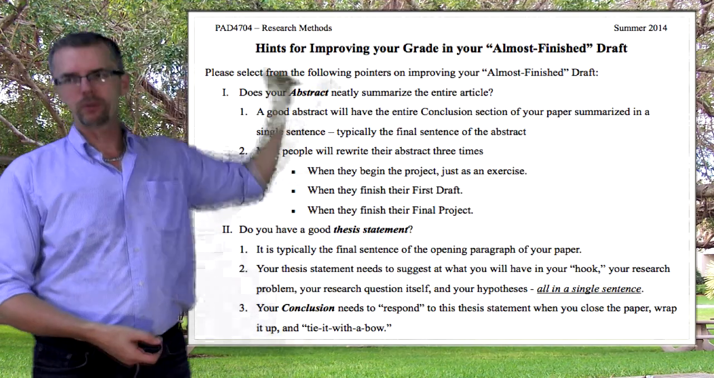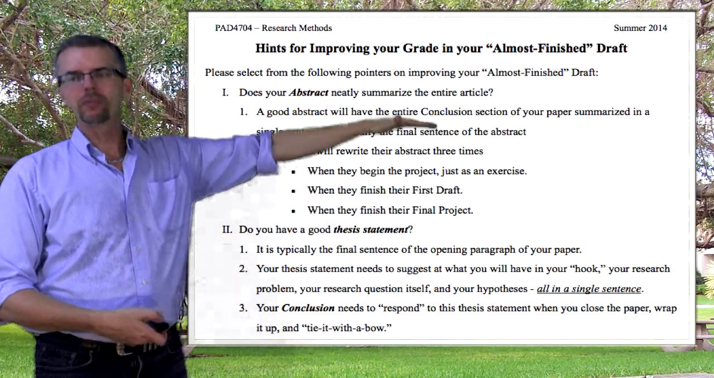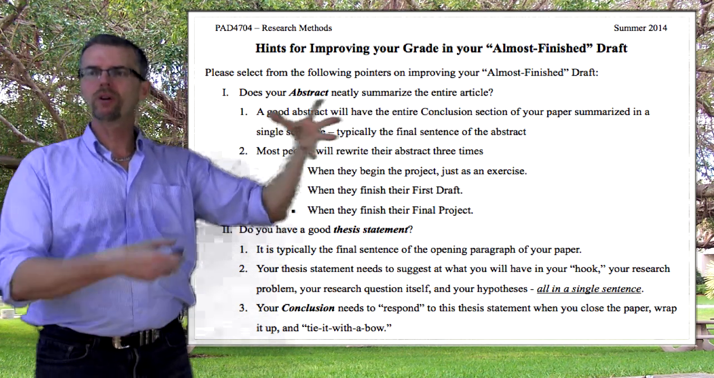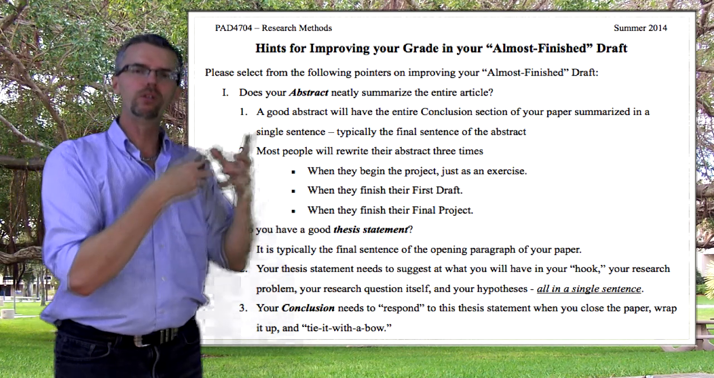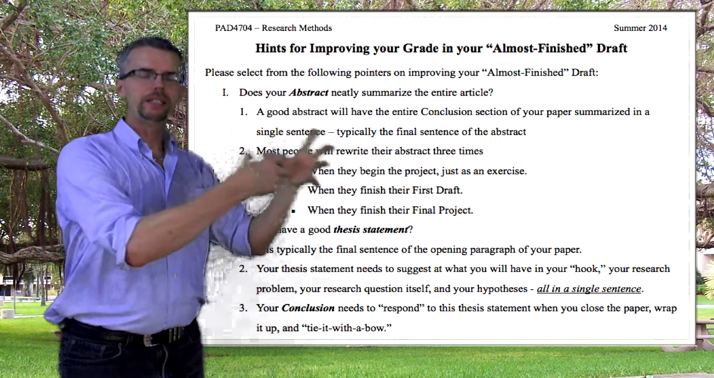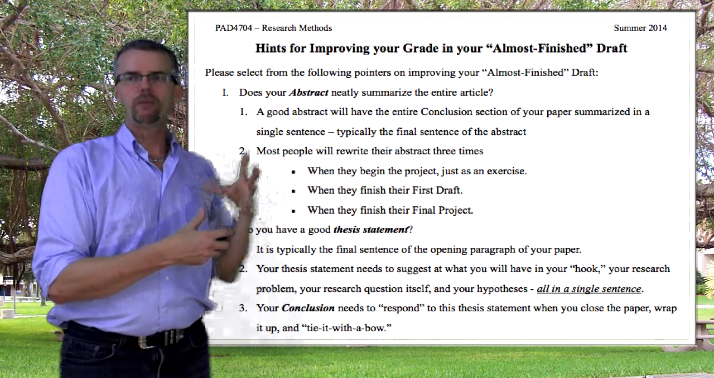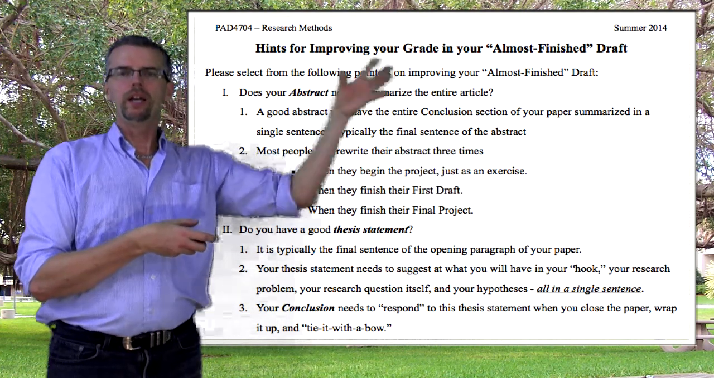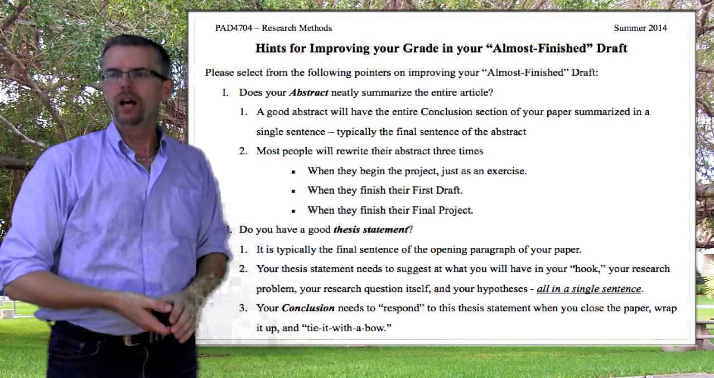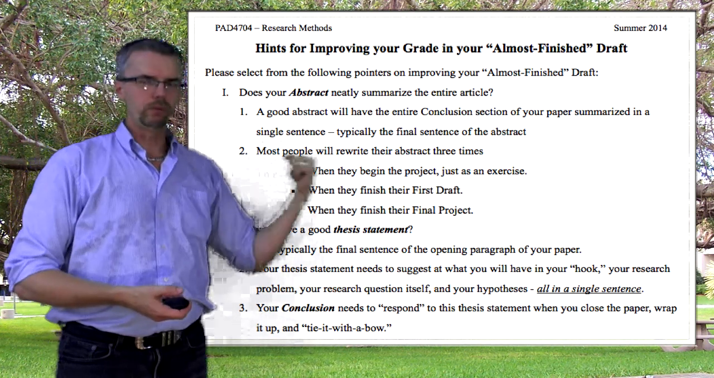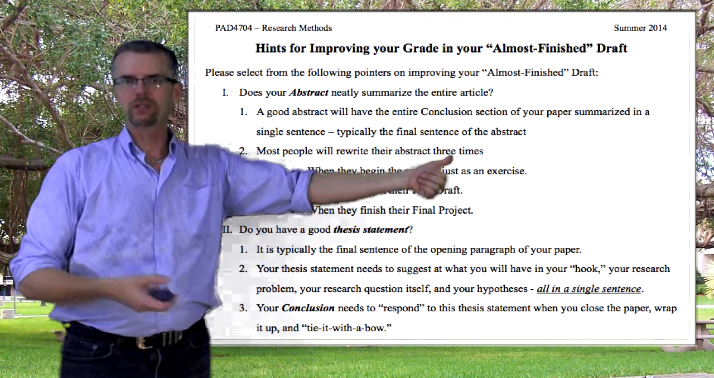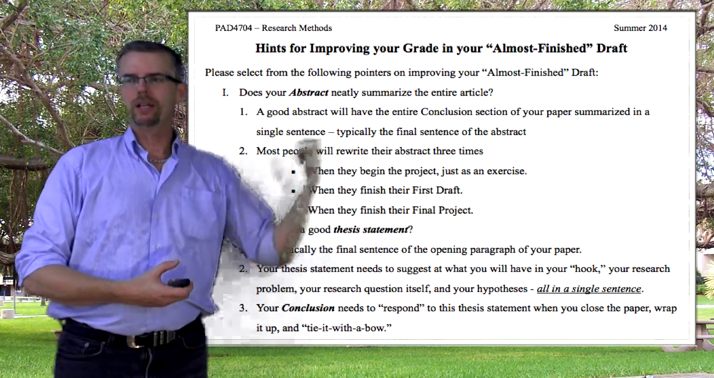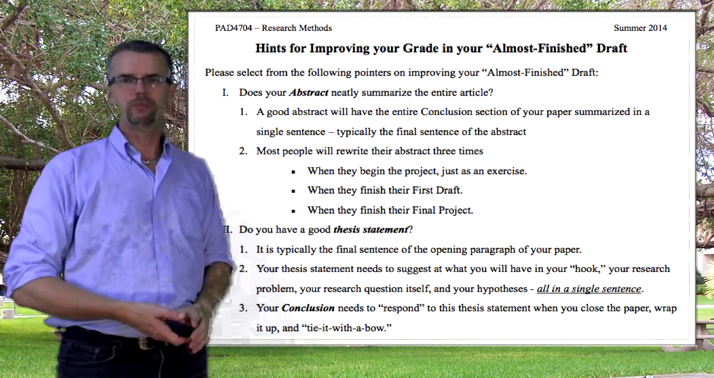As it relates to your abstract, does your abstract neatly summarize the entire article? A good abstract will have the entire conclusion section of your paper summarized in a single sentence. Think in your mind, how am I going to give my reader or my audience the satisfaction when they finish this? And then write that into your abstract. Remember, you're going to come back to this when you write your conclusion and wrap it and put a bow on it. Most people will rewrite their abstract 3 times. You'll write it the first time when you begin the project, just as an exercise, getting your mind wrapped around it. When they finish their first draft, they will revise their abstract, and then when they finish their final paper, they will revise their abstract a 3rd time.